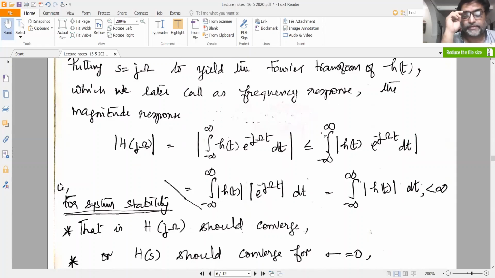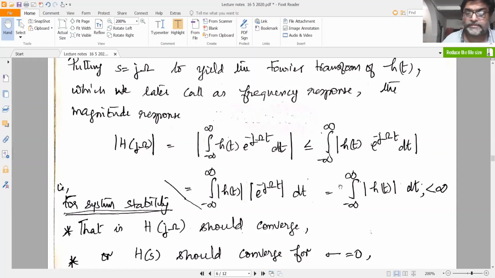Okay, so as we have seen earlier, this should be upper bounded by the integral from minus infinity to plus infinity of modulus of h(t) e raised to minus j omega t dt. So this is upper bounded, which means the modulus of the integral of h(t) e raised to minus j omega t dt is less than or equal to the integral of modulus of h(t) e raised to minus j omega t dt. So you can verify that very easily.